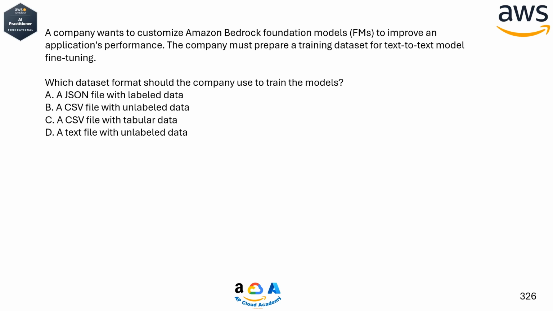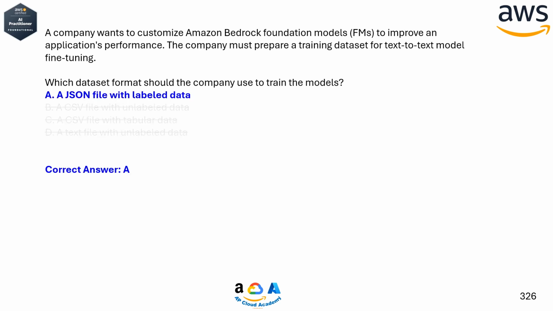A. A JSON file with labeled data. B. A CSV file with unlabeled data. C. A CSV file with tabular data. D. A text file with unlabeled data. Correct answer, A. A JSON file with labeled data.